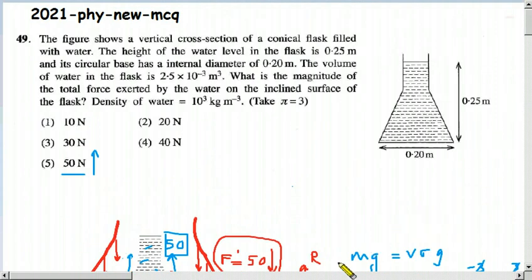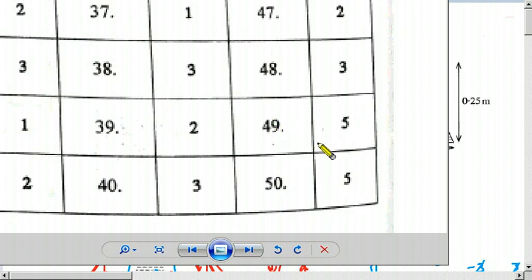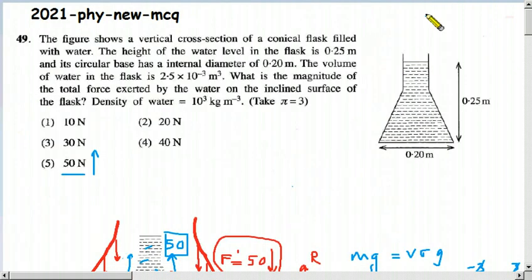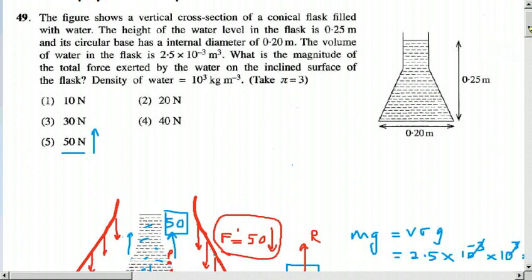Let us check the answer. Question number 49, fifth one, says fifth one. So we have obtained the correct answer.